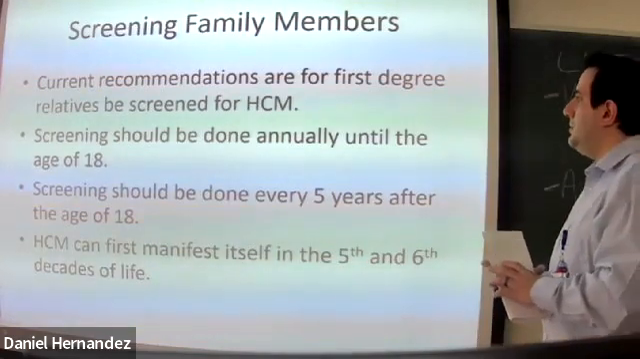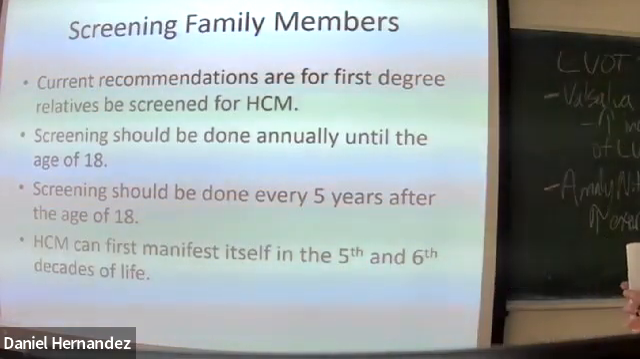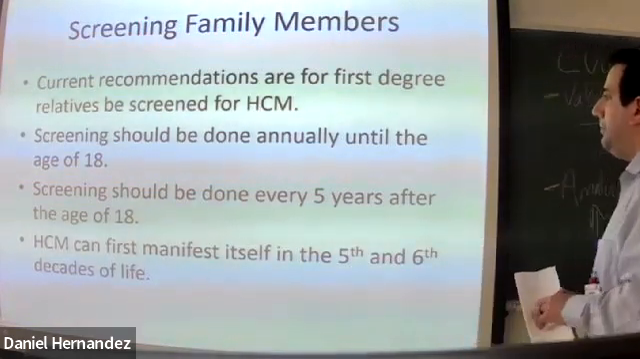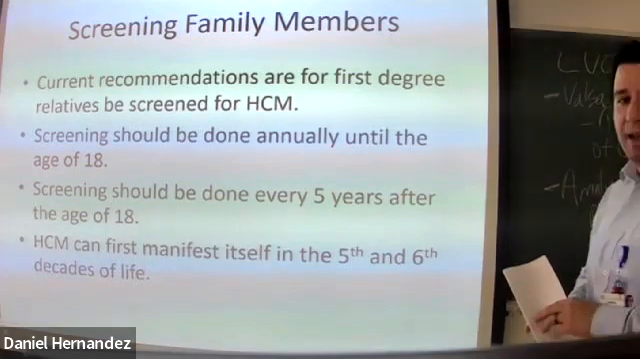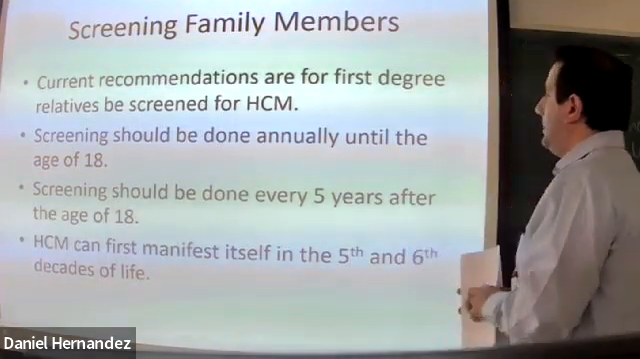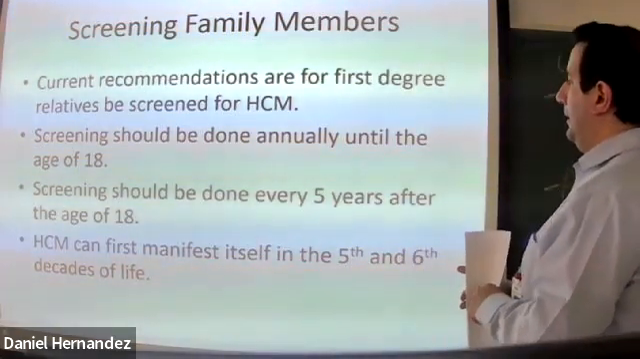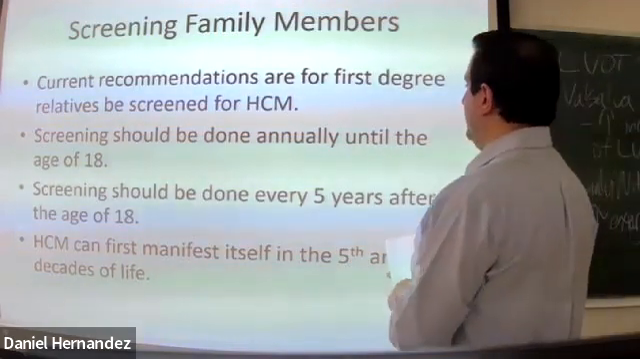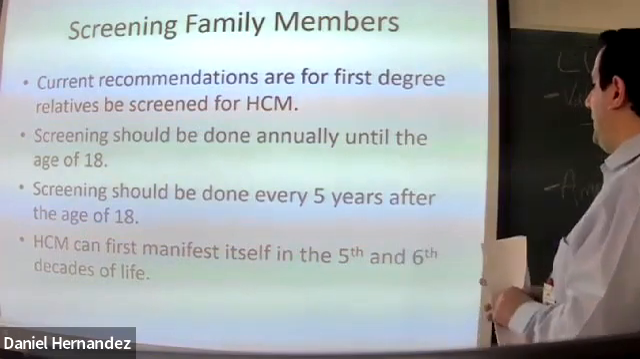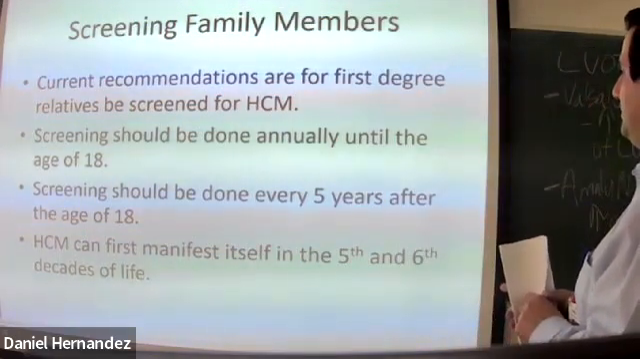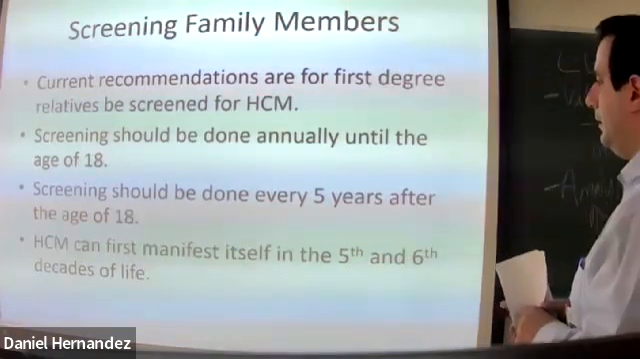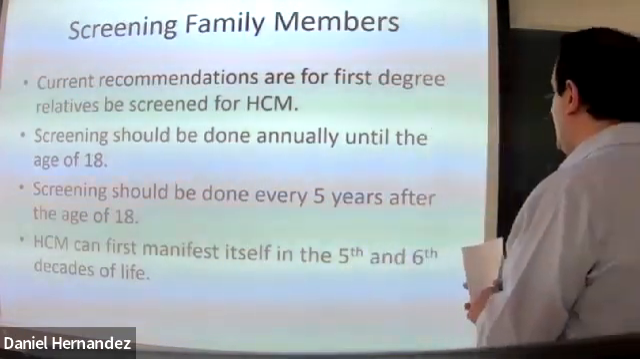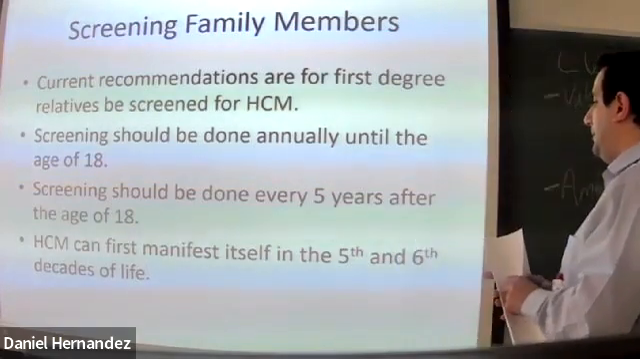Screening for family members. So current recommendations are for first degree relatives to be screened for hypertrophic cardiomyopathy. So if this is something that runs in your family that you know of, it's recommended that you screen for it. Screening should be done annually until the age of 18. Screening should be done every 5 years after the age of 18. Hypertrophic cardiomyopathy can first manifest itself in the 5th and 6th decades of life.